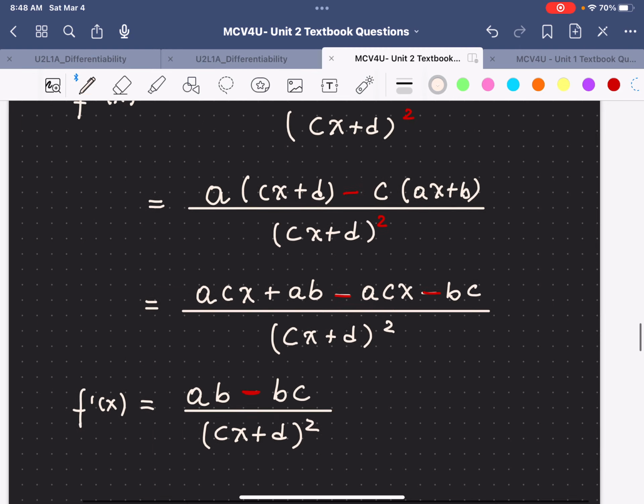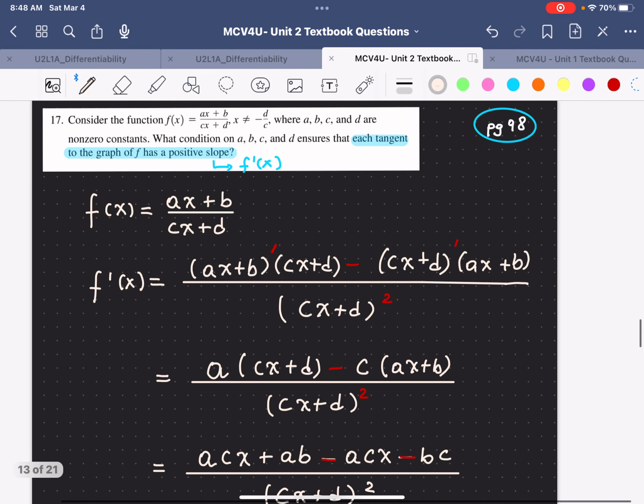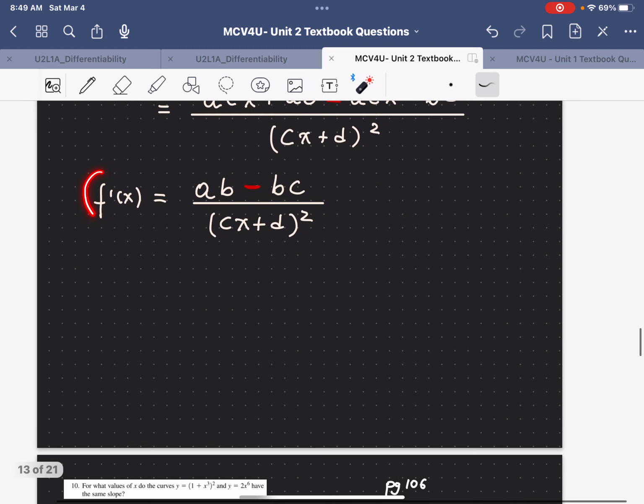I'm going to read the question again once I've simplified to refresh my memory and think exactly what we are looking for here. We are trying to find the conditions on a, b, c, and d. Condition doesn't mean that we need to find exact values, but a relationship between a, b, c, and d so that the tangent slope will be positive. We want the derivative to be positive, so we'll write that down.